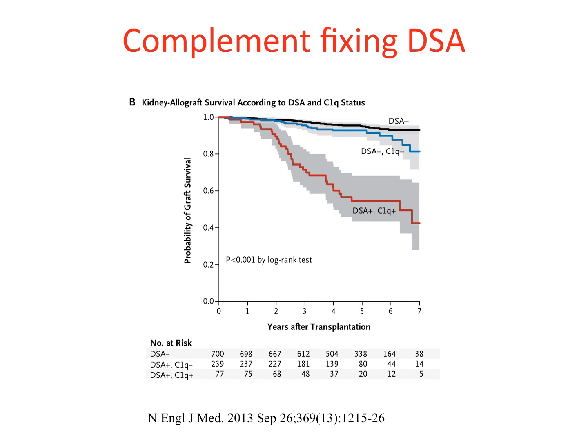One thing I've not really talked about in detail is that not all HLA-specific antibodies are the same. Some of them seem better able to fix complement than others, and if they can fix complement, they're more likely to be pathogenic. So this is looking at graft survival in patients with no donor-specific antibody in black, with a donor-specific antibody which can't fix complement in blue, and then much poorer results in patients with donor-specific antibody that does fix complement.